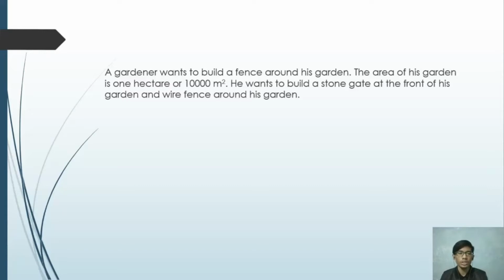So the problem statement for our group is a gardener wants to build a fence around his garden. The area of his garden is 1 hectare or 10,000 square meter. He wants to build a stone gate at the front of his garden and a wire fence around his garden.